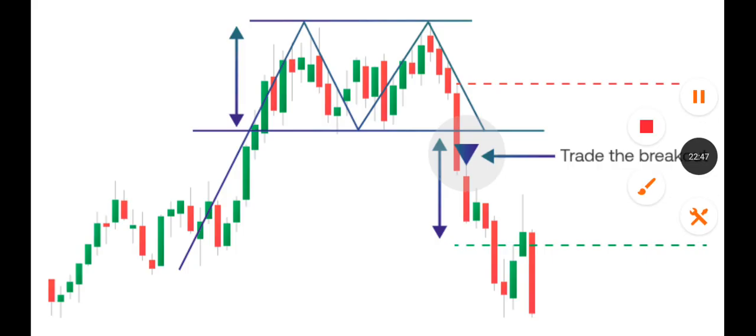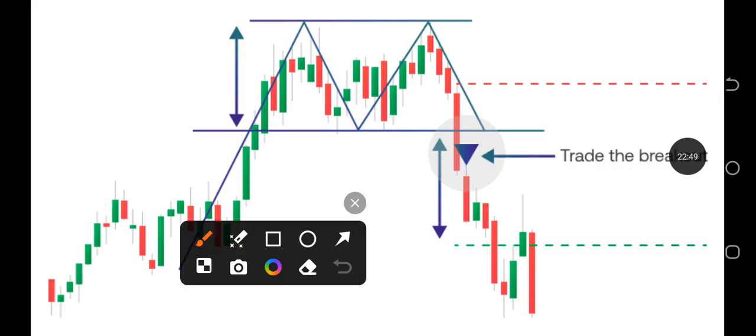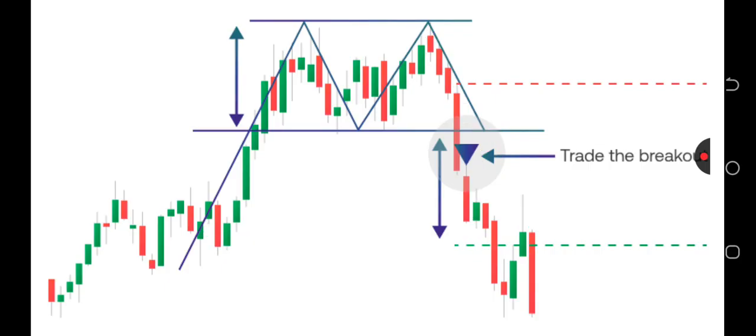But in this scenario, the breakout was direct. You can see that the breakout was direct. But sometimes the market will break the level, retest it, and then drop again. So these are the various ways.